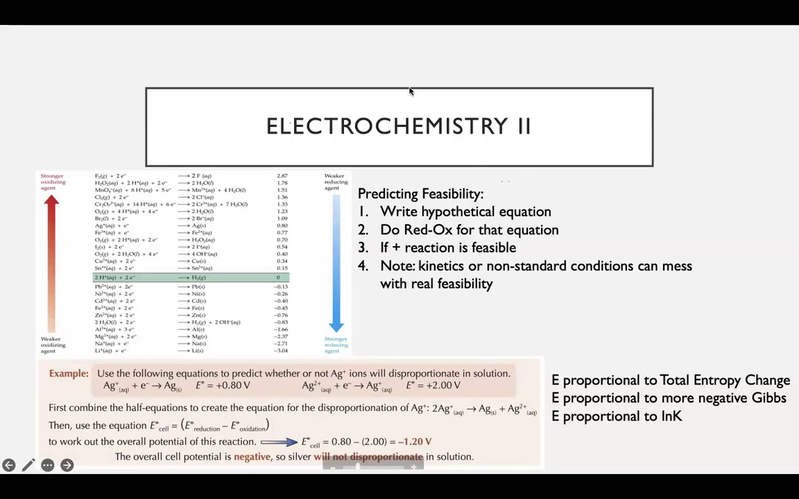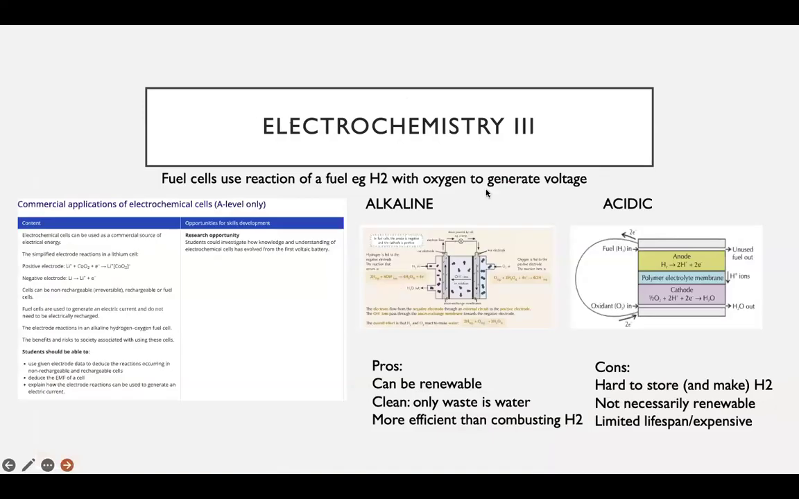Let's move on, because I want to go through a couple of examples as well.